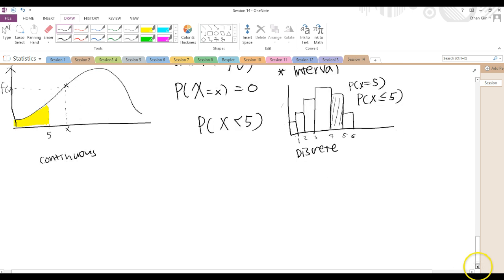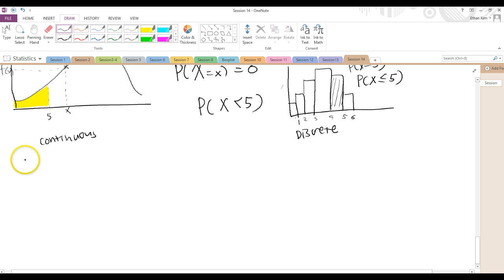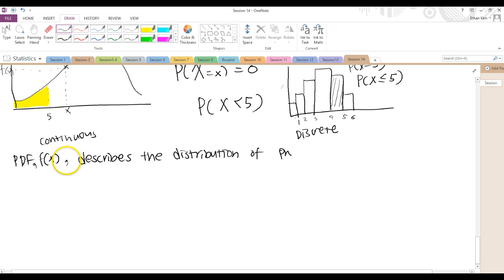Here are some characteristics in words. The probability density function, the PDF, denoted as f of x, describes the distribution of probability for a continuous random variable.